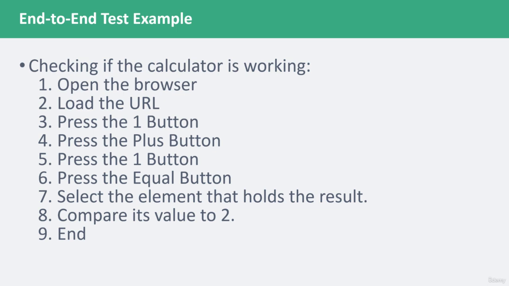Step 1. Open the browser. Step 2. Navigate to the URL where the calculator is loaded. Step 3. Press the 1 button. Step 4. Press the plus button. Step 5. Press the 1 button again. Step 6. Press the equal button. Step 7. Select the element that holds the result. Step 8. Compare the result to the number 2. Lastly, the test will tell us if it passed or failed.